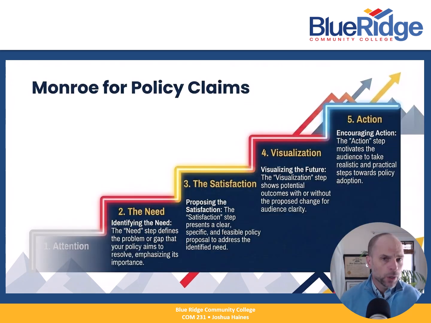When we look at Monroe's motivated sequence, it works best for policy persuasion. The need is the gap your policy fixes. Once you've gotten your audience's attention, you need to identify what their problem is. That's why we think about our audience when we're doing our speeches. We've taken that analysis of your audience. What's their age? What's their demographics? What's important to them? And then once you know that, you can identify the gap, their problem that we're going to fix with our policy persuasion.